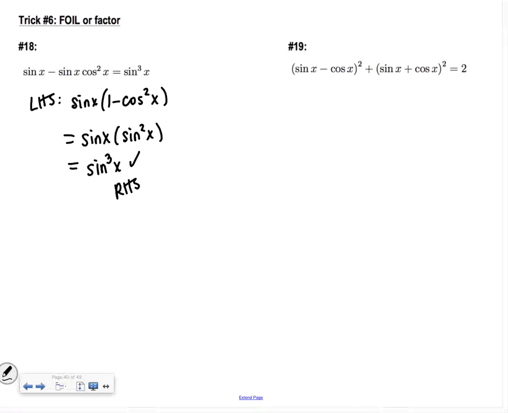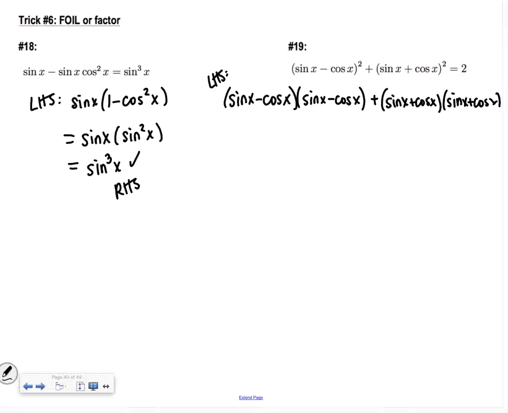All right, and then same thing here. You cannot just bring the squared in. Don't do that. That's illegal. So you have to think about it as a FOIL problem. So we have sine of x minus cosine of x times sine of x minus cosine of x. And then we're going to do it again. So I have sine of x plus cosine of x times sine of x plus cosine of x.